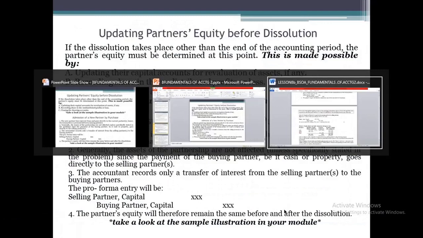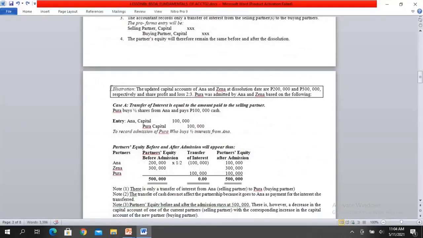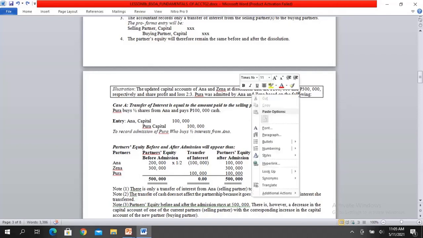Ayan. So, illustration. The updated capital accounts of Anna, Zina at the dissolution date are 200,000 and 300,000 respectively. So, si Anna, meron siyang 200,000 na contribution or capital account noong dissolution date. Tapos, si Zina, meron siyang 300,000 na capital account noong dissolution date. So, the share profit or loss 2:3. Ayan. So, Pura was admitted by Anna and Zina based on the following. So, inadmit nila si Pura based on the following.